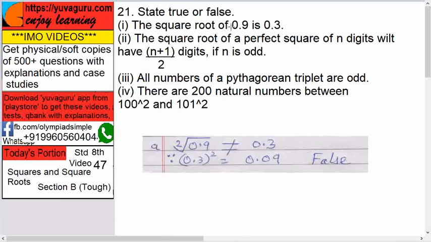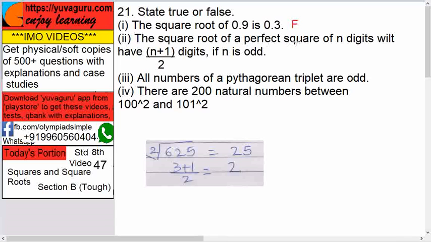First, the square root of 0.9 is 0.3. Is it true? That is false. Why? See here. Square root of 0.9 is what? This is not equal to 0.3. Why? Because if you square this 0.3, the answer should be 0.9 then. But if you square 0.3, what is the answer you get? 0.09. 3 3s are 9 and the point shifts 2 places. So 9 and 0, so 0.09. That's why the first is false.